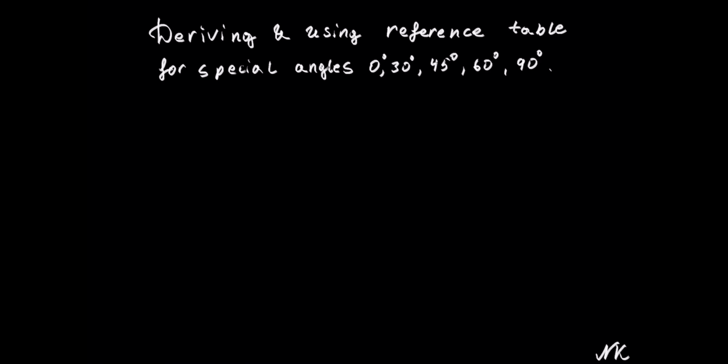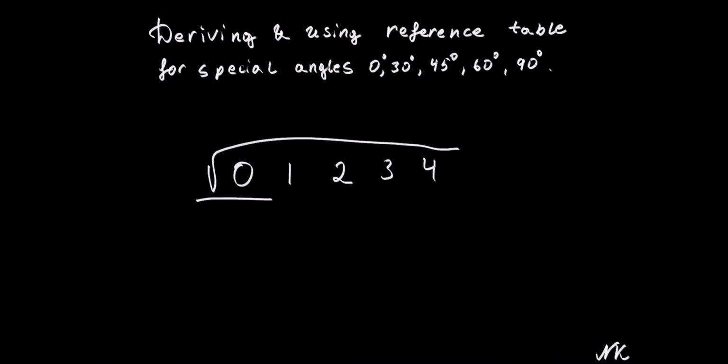Hello. In this video we will be deriving and using a reference table for special angles of 0, 30, 45, 60 and 90 degrees. The table begins with a 0, then we have a 1, 2, 3 and 4. You take a square root of this whole thing and divide the radical by 2.